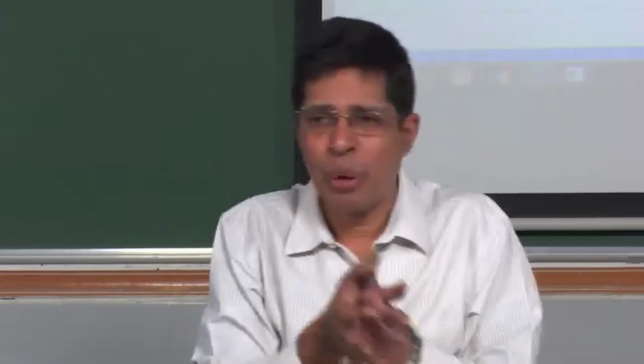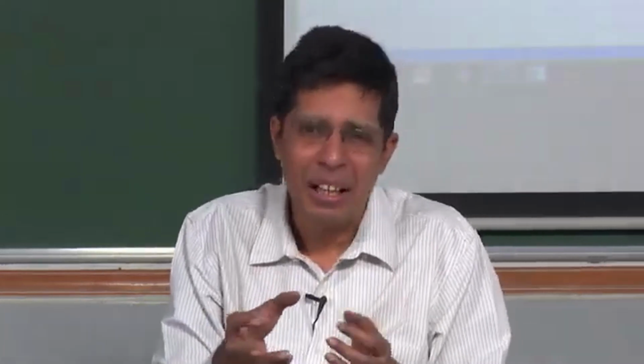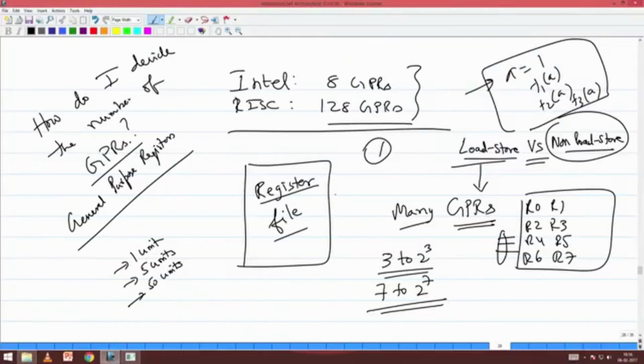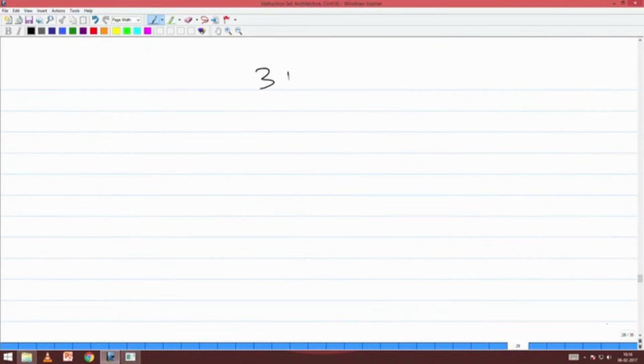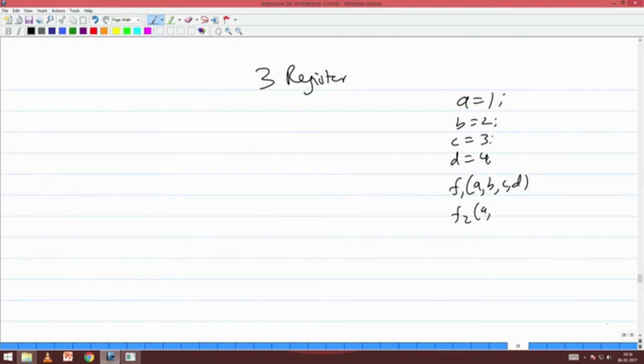Now, if I have a lot of variables and very few registers, then at some point I do not have enough registers, so the compiler will be forced to move a variable back to memory. For example, suppose I have only 3 registers, but I have A equal to 1, B equal to 2, C equal to 3, D equal to 4. I want to compute f1 of a b c d, f2 of a b c d, and f3 of a b c d.